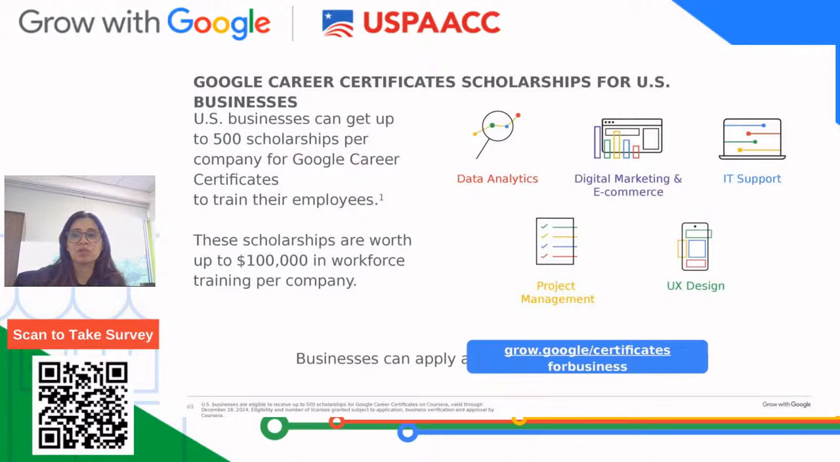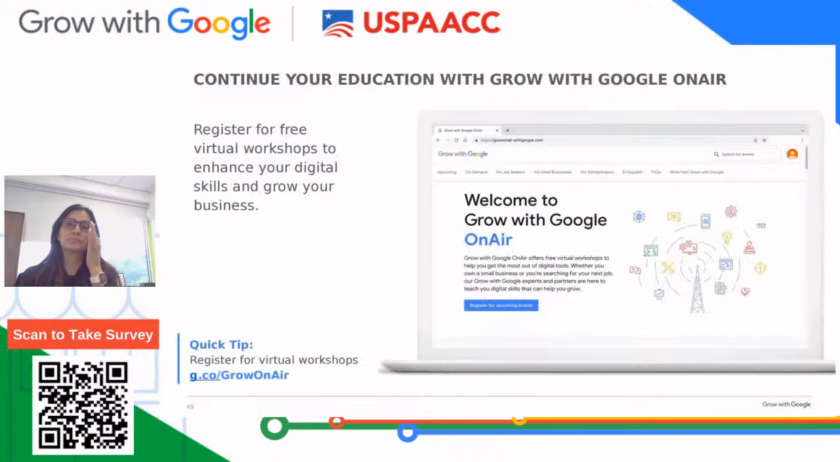Here's the fine print. U.S. businesses are eligible to receive up to 500 scholarships for Google Career Certificates on Coursera. This is valid through December 18, 2024. Eligibility and number of licenses granted is subject to application, business verification, and approval by Coursera. Businesses can apply at grow.google/certificates for business, and also official announcement. Then once you get there, just click on official announcement.